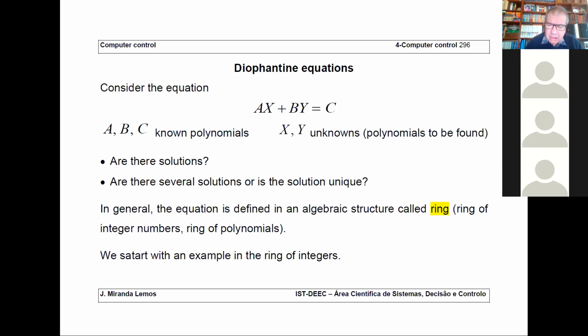Have you studied basic notions of algebra, like groups, for instance? You know what is a group in algebra? Have you ever studied that? Já estudaram, alguma vez estudaram o conceito de grupo na álgebra? Penso que não. Okay, so it's not important.